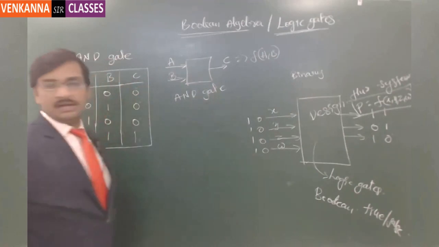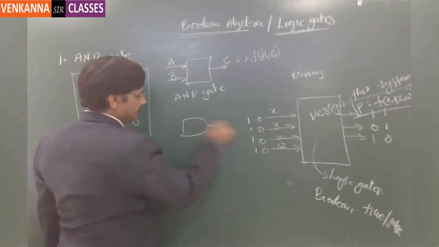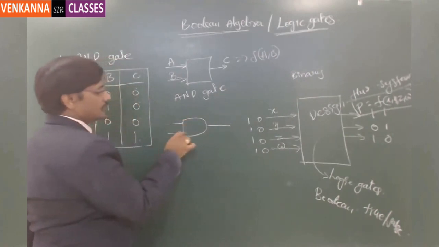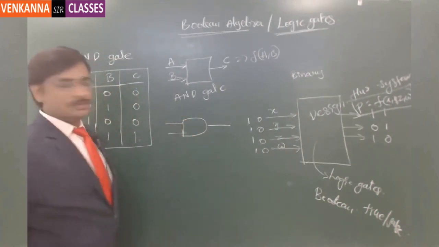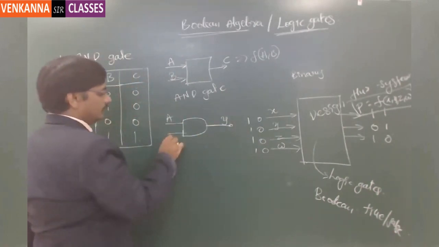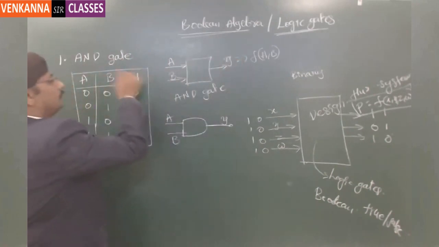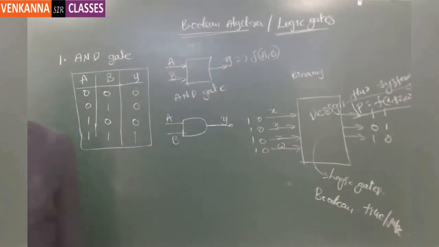So this is the AND gate. And the logic symbol of this gate is, so this is how you represent an AND gate. This is the output, usually represented as Y, and this is A, and this is B. So this is the standard convention.